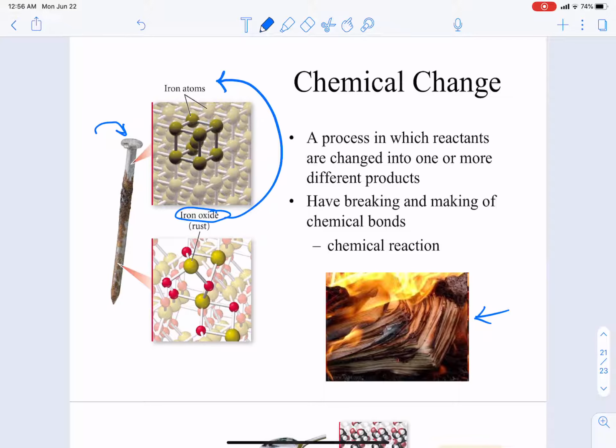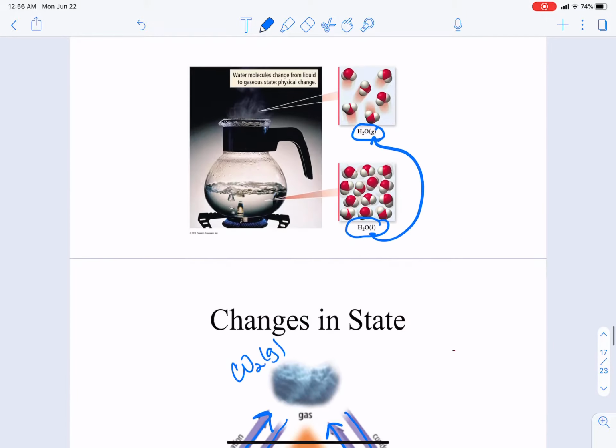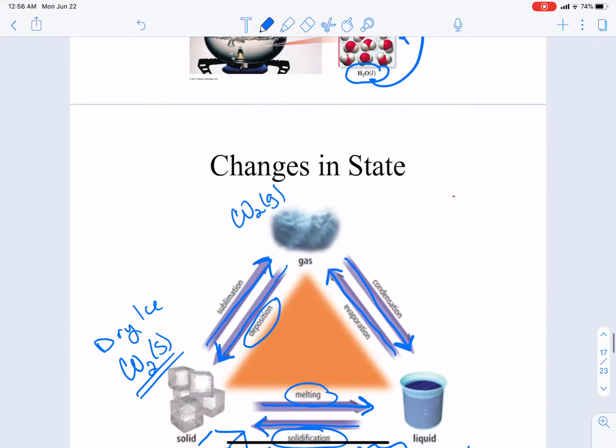Whereas if you're undergoing a physical change, like going from liquid water to gaseous water, a lot of times you can easily get back to the original state. In this case, you would just cool it down.